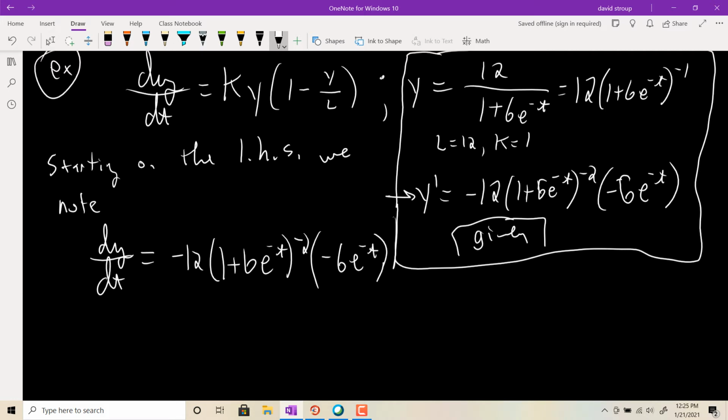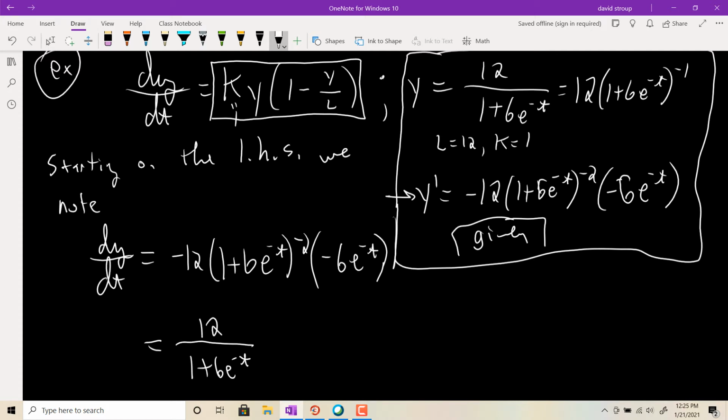Then I have some fancy algebra footwork to do, and this is the part where it gets kind of weird. So I keep my goal in mind. I've got to get it into this form. So I'm going to rewrite this first part and a little bit of the second part in a weird sort of way. First, I note negative times negative is positive, and I want a y value, right? So the k is just 1, so I don't have to worry about that. So I want to factor out the y part of it. So the y part is 12 all over 1 plus 6e to the negative t. And then what's left over, right?